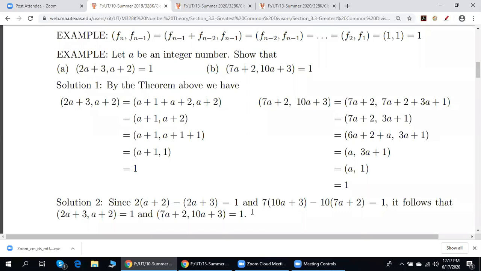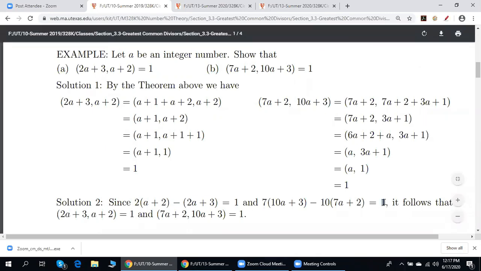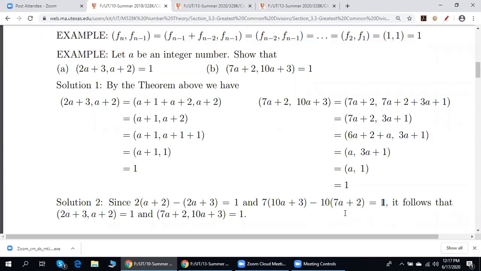Professor, what happens if their linear combination isn't equal to 1? Say it's equal to 3. Absolutely. If over here it's 3, we cannot really conclude that the greatest common divisor is 1. It could be 1, it could be 3. You see it? Yes, thank you.